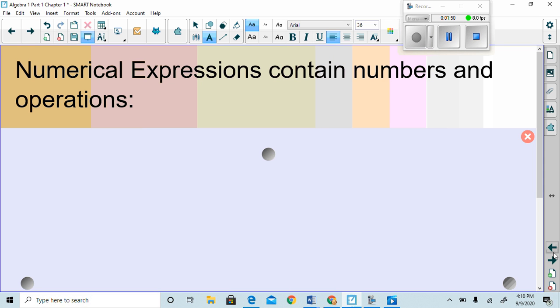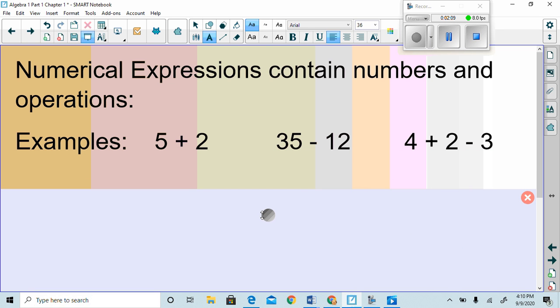Now I can take that also into numbers, and I could just say 4 plus 3 in words, taking it to math class. Now our second type of expression are the numerical expressions, and these have numbers and operations. And here are a few examples. 5 plus 2, 35 minus 12, 4 plus 2 minus 3. And again, numbers, operations, and those are our numeric expressions.